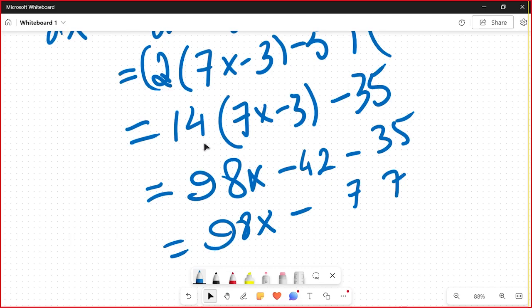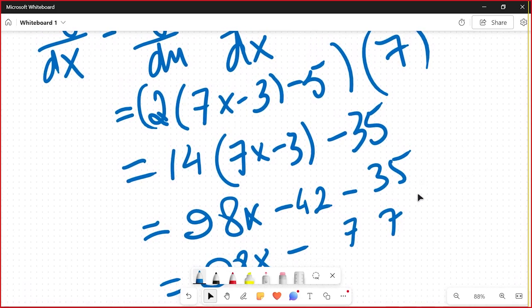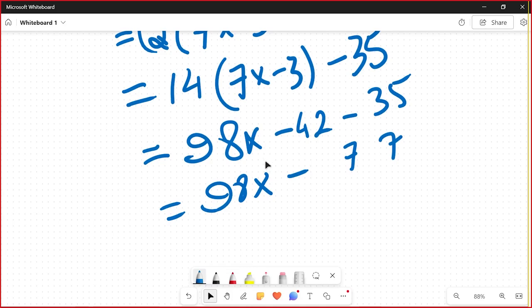All right. 14 times 7 is 98, so it becomes 98x. Then 14 times 3 is 42, and we had already 35 from the previous one. Then it is 98x minus 42 minus 35, which is 77. Did you get this or no? But then why is the answer different? It's not that the answer is different, it's just another form.